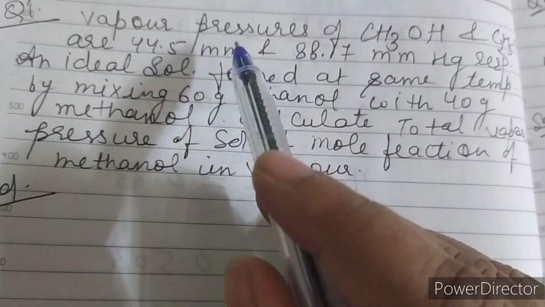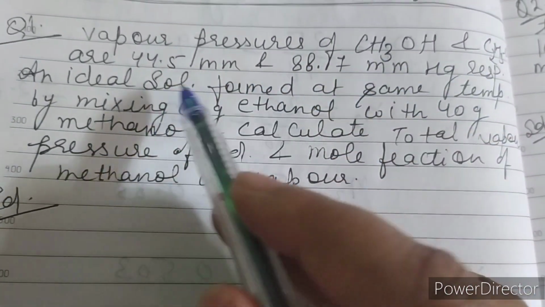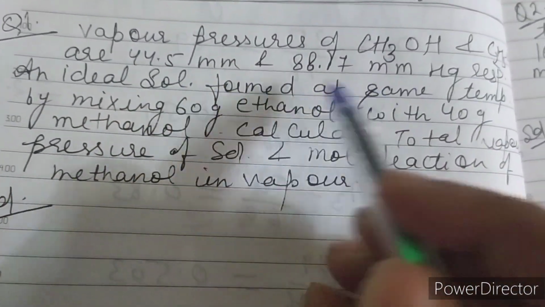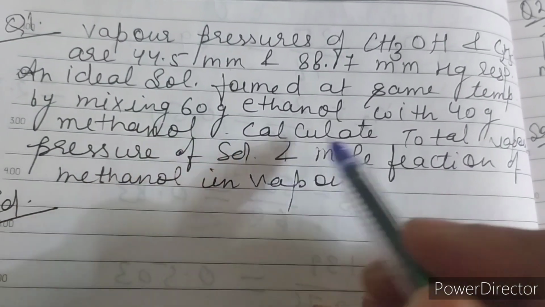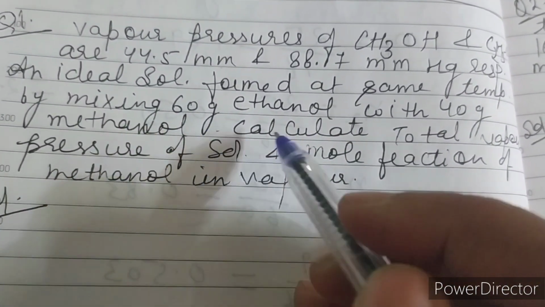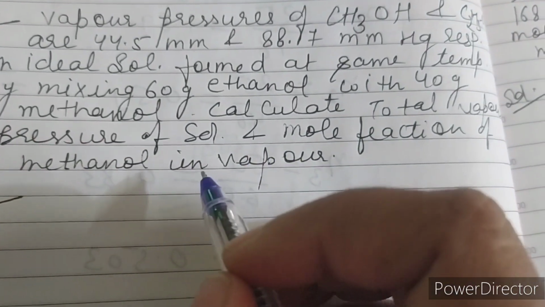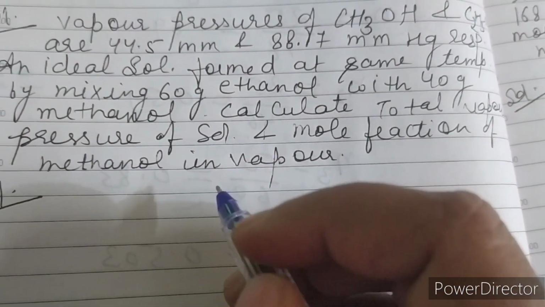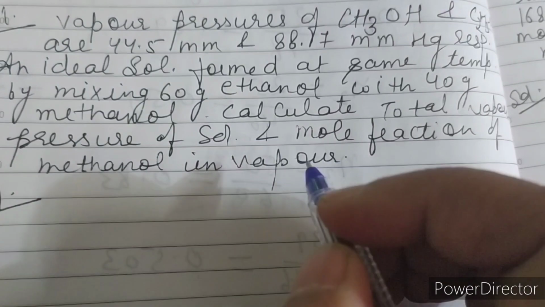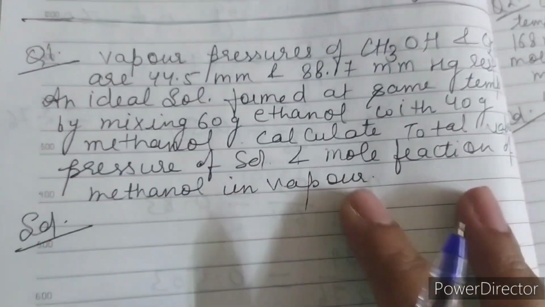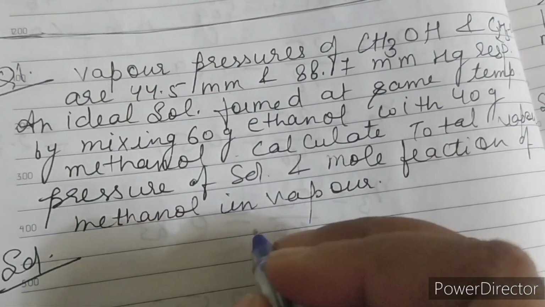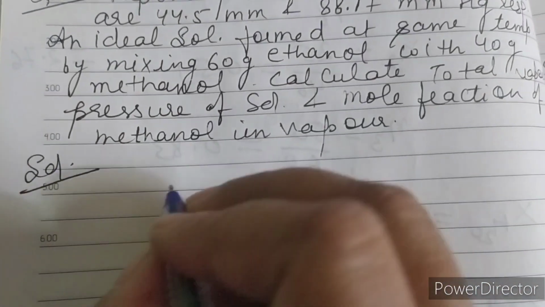In this we have been given the vapor pressures of methanol and ethanol respectively. They have given the values. An ideal solution is formed at the same temperature by mixing 60 gram ethanol and 40 gram methanol. Calculate the total vapor pressure of the solution and mole fraction of methanol in vapor. So firstly we have to calculate total vapor pressure. For vapor pressure we need the mole fraction of ethanol and methanol, and for mole fraction we need moles.